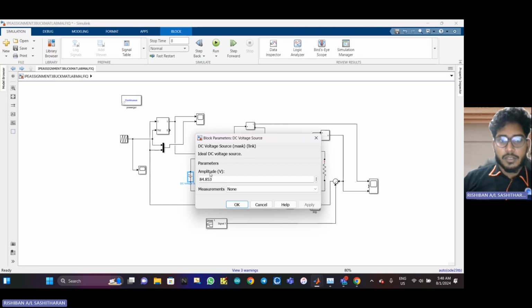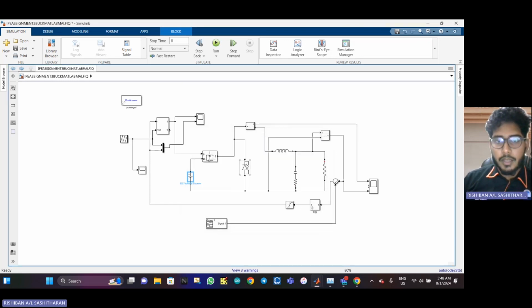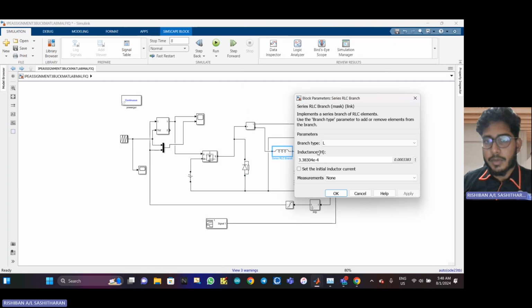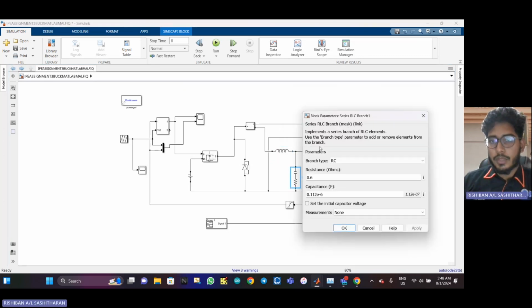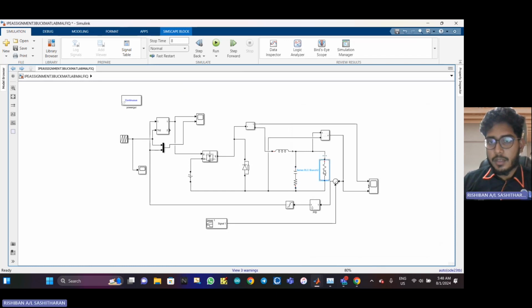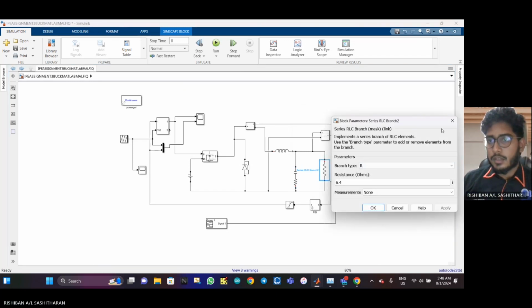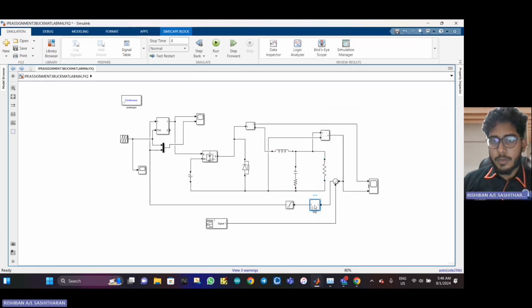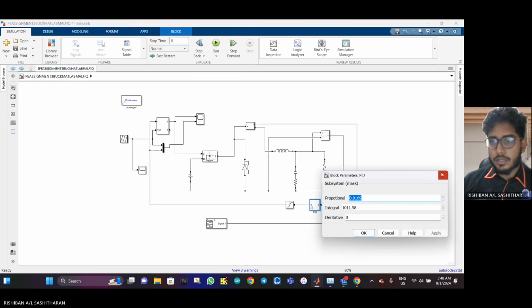This is the DC voltage supply. We put in our V in value here. And then our diode is standard, as usual. The RLC branch here is type L, which is the inductor. We put in the inductance value. Here we put in the resistance value and the capacitance value. And here we put the resistance value as well. Here we have the PID controller, just like before.